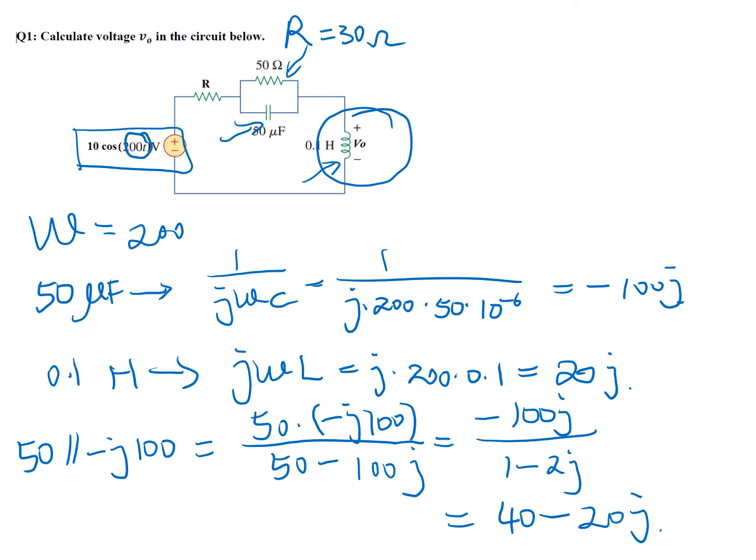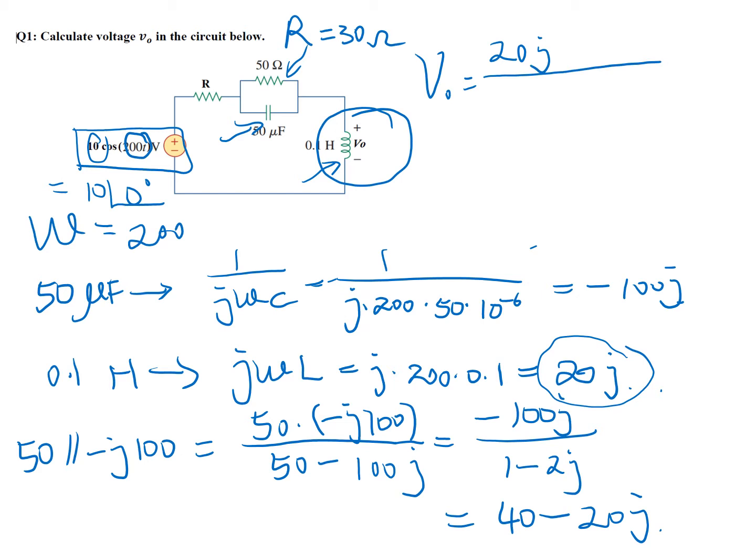Now we can use voltage division to get Vout. Vout is equal to, in phasor form, the voltage source has amplitude 10 and angle 0 degrees. So we have 20j over 20j plus 30 plus 40 minus 20j, times 10 at an angle of 0 degrees.